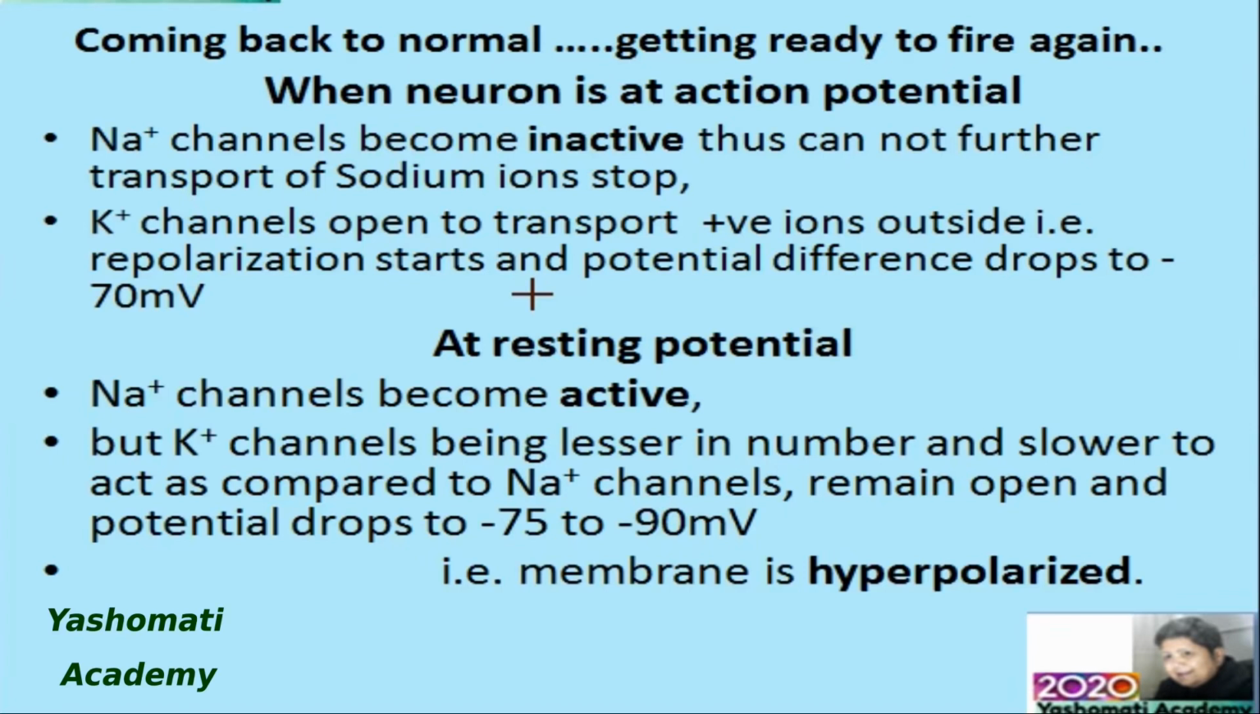When the neuron is at resting potential, the sodium channels become active. When the neuron is at action potential, the sodium channels are inactive. But the potassium channels, because they are lesser in number and slower to act as compared to sodium channels, also remain open, and because of this the potential drops to minus 75 to minus 90 millivolt. That is called hyperpolarization. So this is how the membrane potential is linked to the opening and closing of sodium and potassium channels, and vice versa.